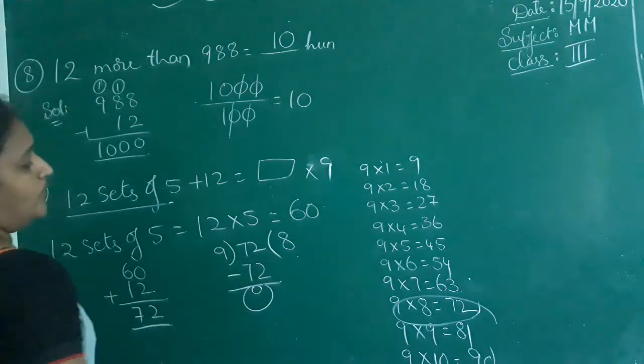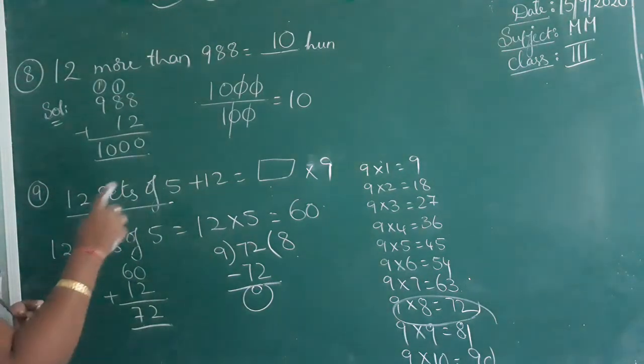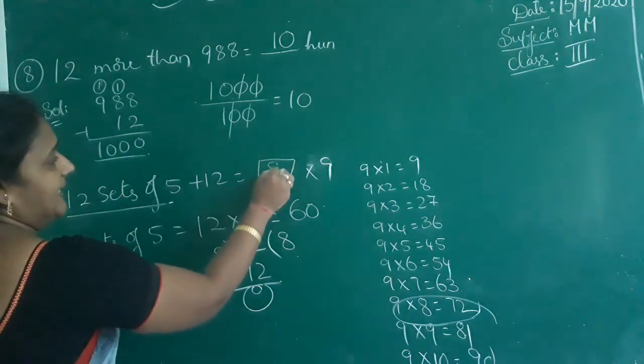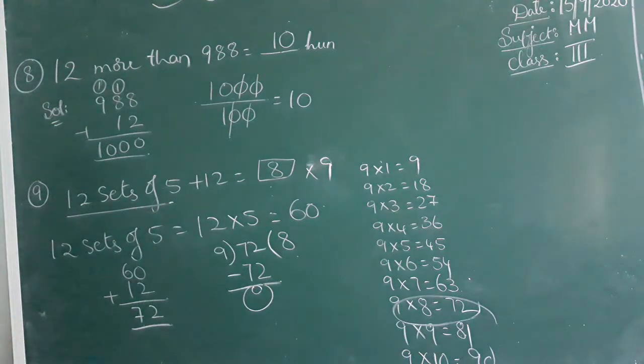So how will you write 72 equals blank into 9, as they have given now? How many times? 8 nines, that's 72. 8 nines, that's 72.